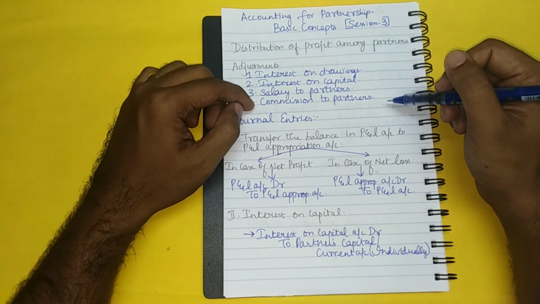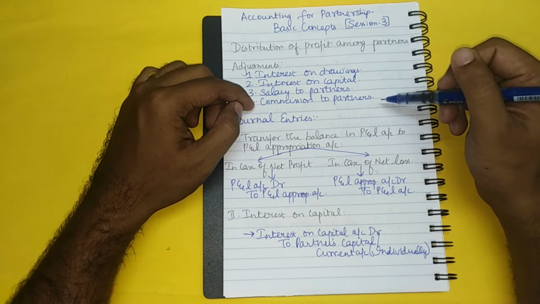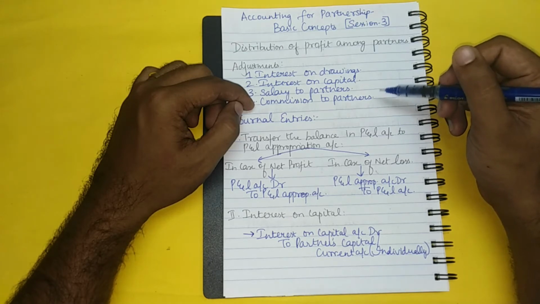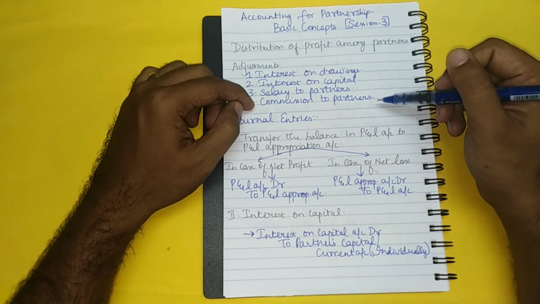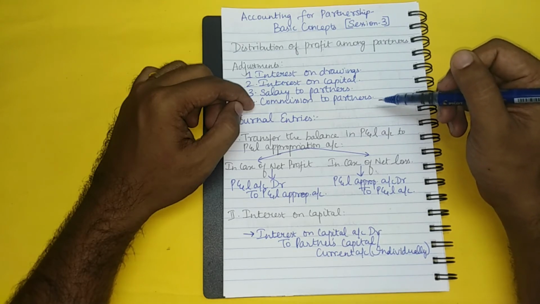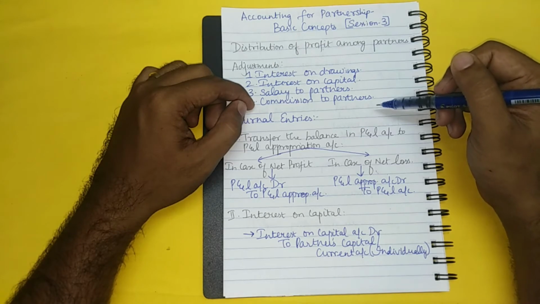In order to make these adjustments, we need to prepare a separate account called the Profit and Loss Appropriation account, where we do all the adjustments and arrive at the final profit which needs to be distributed to the partners. So, soon after preparing the Profit and Loss account of the firm, we will be preparing the Profit and Loss Appropriation account. This account starts with the profit or loss from the Profit and Loss account, where we do all the necessary adjustments and arrive at the profit that needs to be distributed between the partners. Therefore, the Profit and Loss Appropriation account is a mere extension of the Profit and Loss account.